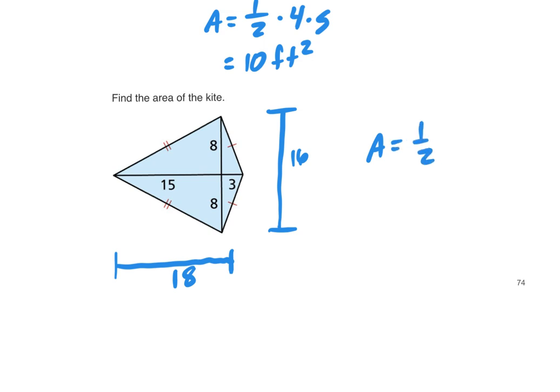Probably the thing that gets left off the most here is the 1/2. We forget to multiply by 1/2 or divide by 2. So we're just going to take half times 18 times 16. There is no label here, so what we're going to do is just use a generic label of units. I just use units squared, because we don't know if it's feet or centimeters or whatever, so we're just going to leave it alone.